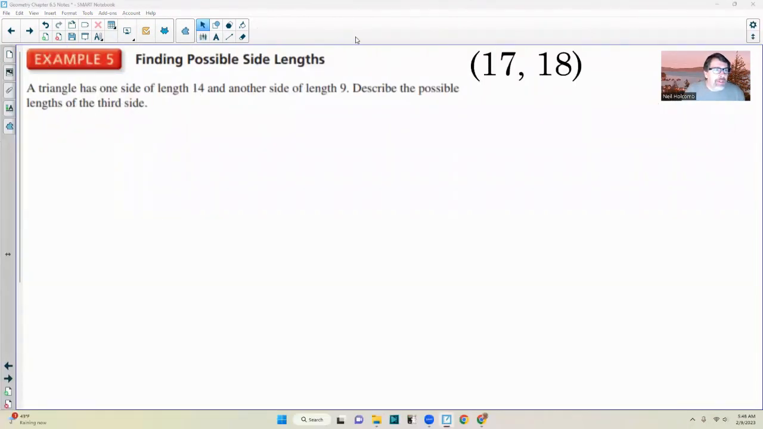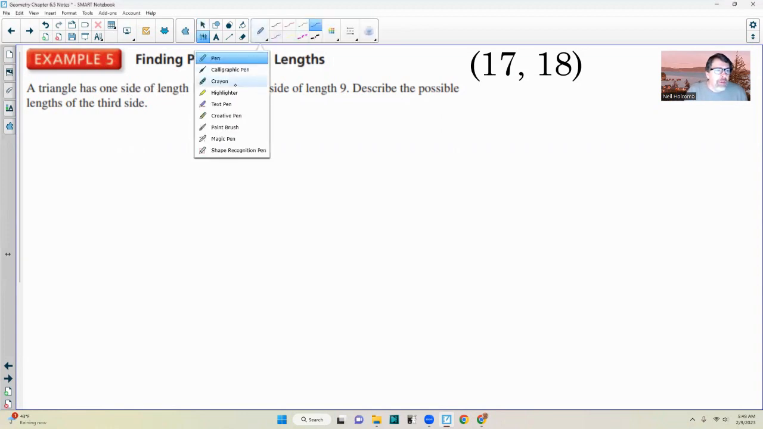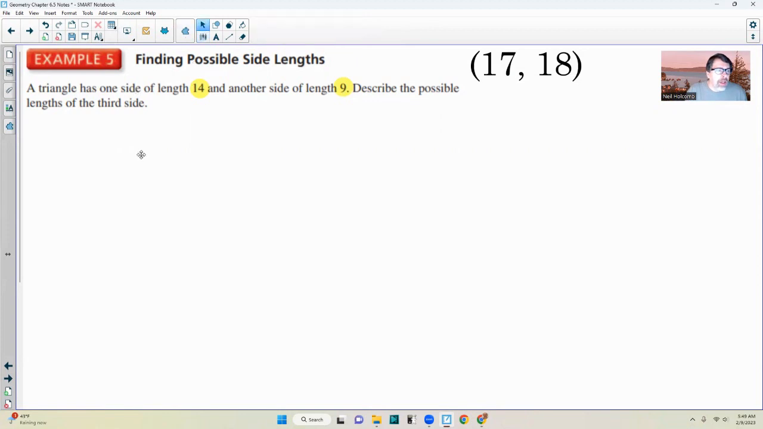All right, example 5 says finding possible side lengths. A triangle has one side of length 14. Okay, so here's a triangle. I'm going to highlight that. Length 14, and another side has a length of 9. Describe the possible lengths of the third side. So there are two scenarios here. You can have a small value for x.